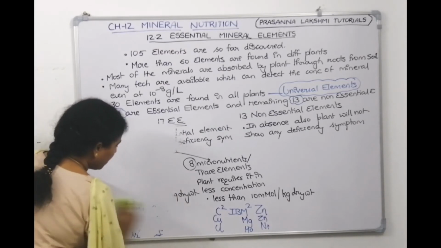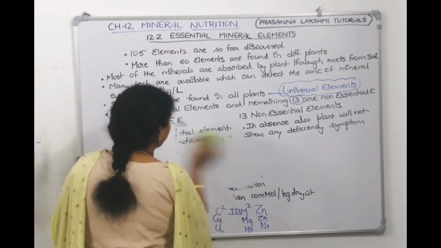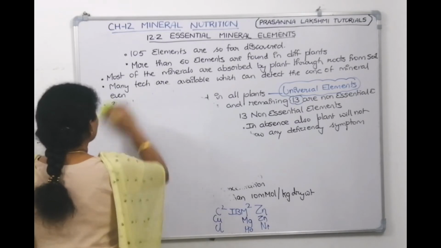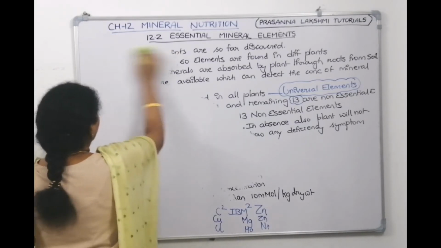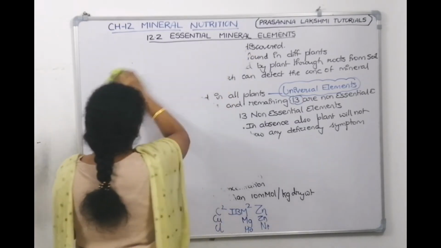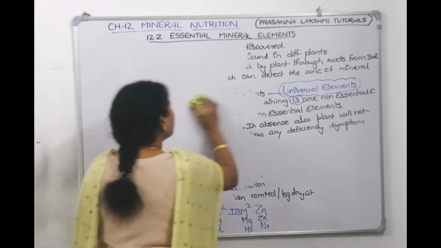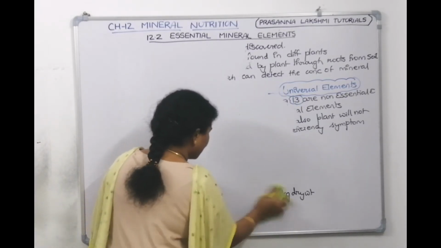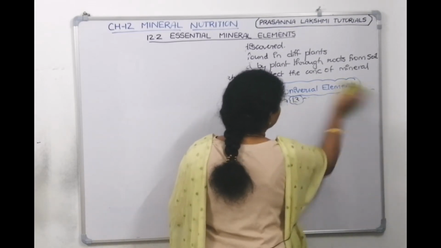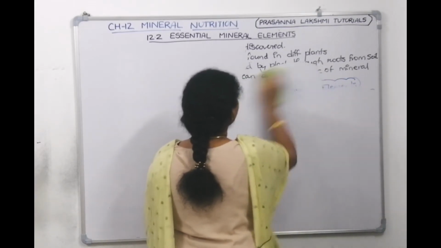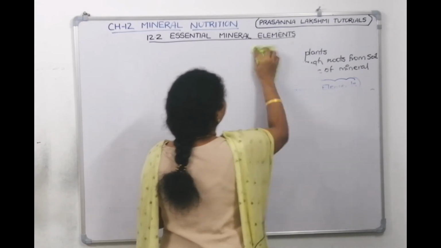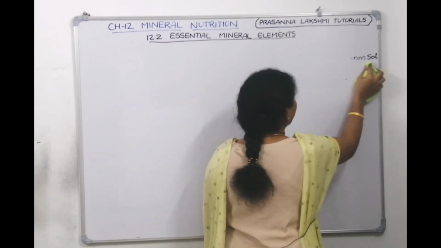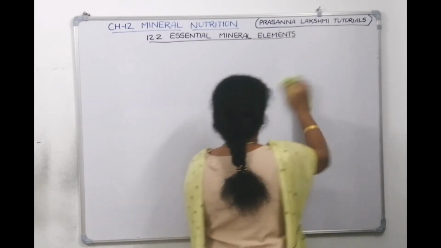Now we understood what universal elements are, what essential elements are, and what non-essential elements are. Now let us see what mineral elements and structural elements are. There are so many different terms here, that's why the chapter is mineral nutrition. So we are going to see the different names of minerals now, right?